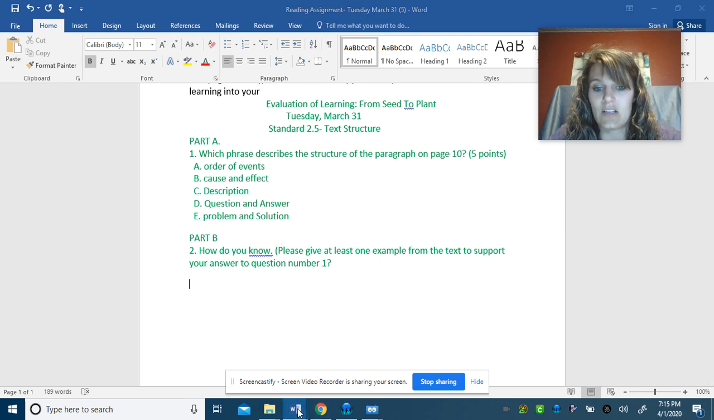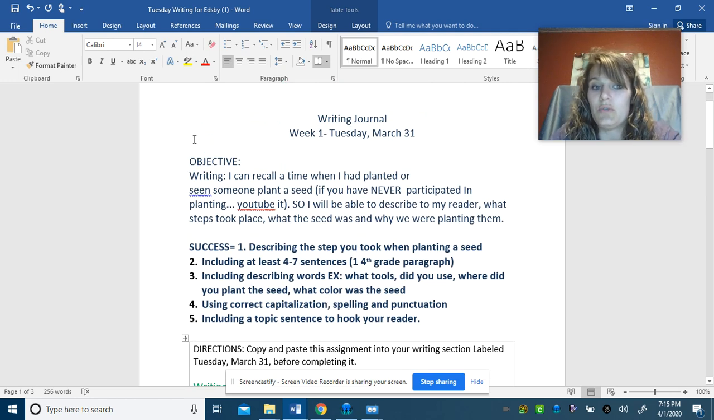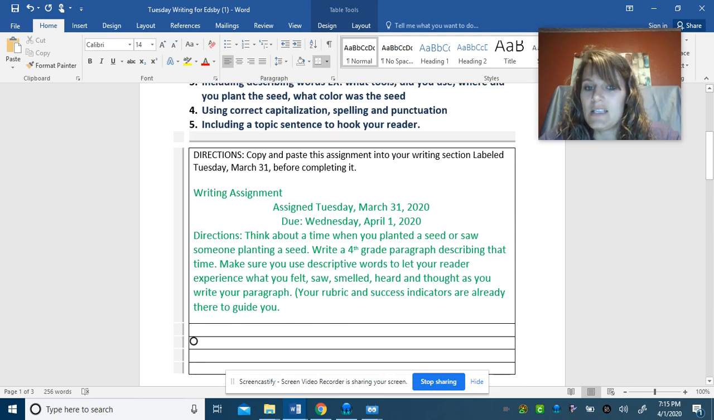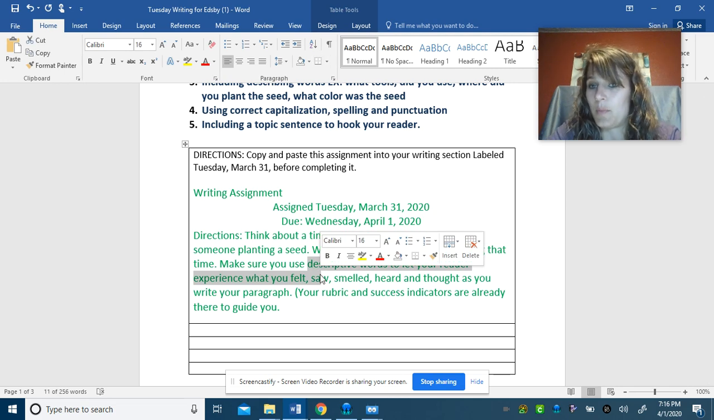Let's really quickly take a look at what you have to do for writing. So for writing today, you're going to recall a time you planted a seed or you saw someone plant a seed, and then you're going to describe it to me with the steps that took place. So we're going to practice using chronological order as an author now and not a reader. Okay, so think about a time when you planted a seed or saw someone planting a seed. Write a 4th grade paragraph describing that time. Make sure you use descriptive words to let your reader experience what you felt, what you saw, what you smelled, what you heard, and what you thought as you write your paragraph.